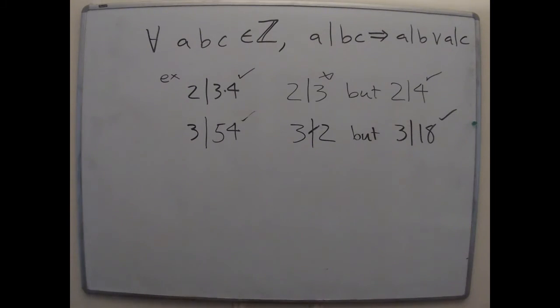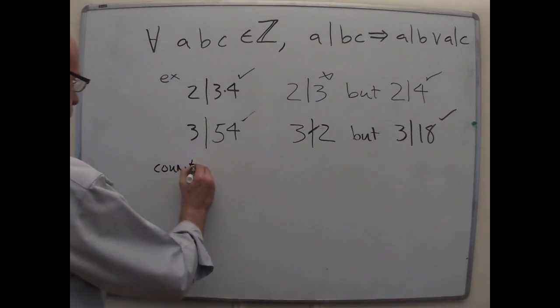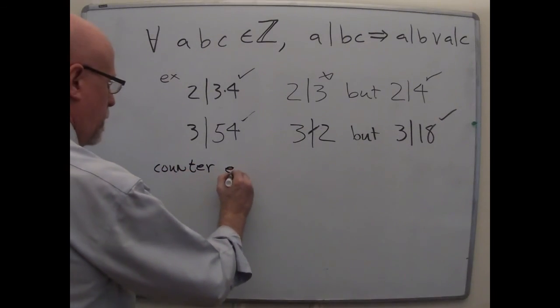Well, I was sort of cheating and giving you examples where I knew it was going to fail. These guys are both prime numbers. And this sentence becomes true if you assume A is a prime number. But if A is not a prime number, then you can come up with examples where it doesn't work. So let me show you a counterexample as opposed to an example.